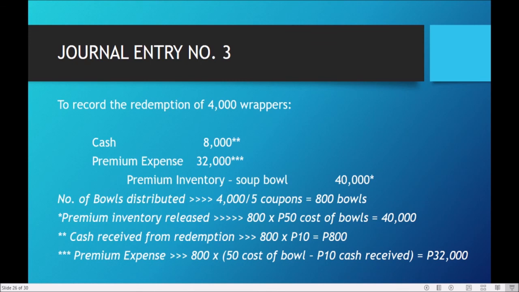And then, the premium expense. Take note, as I said earlier, the value of the premium expense is the cost of the premium inventory less the cash remitted to you, or cash received from redemption. So if there are 800 soup bowls released and the cost of a bowl is 50 and you receive cash of 10, we need to multiply 800 by 40 pesos. Therefore, the premium expense related to the redemption of the 4,000 wrappers is 32,000 pesos. Sir, if there is no cash receipt, we have nothing to deduct. Don't force it if there is none. It is that simple.